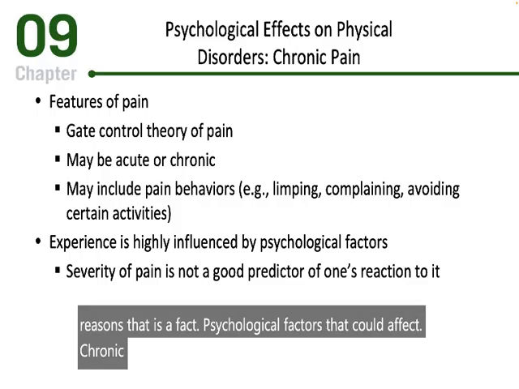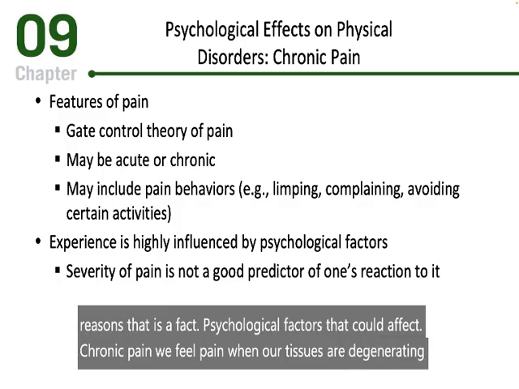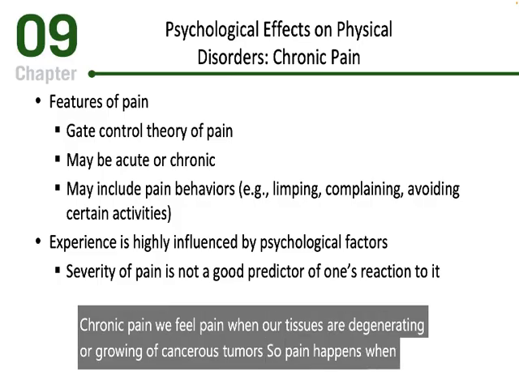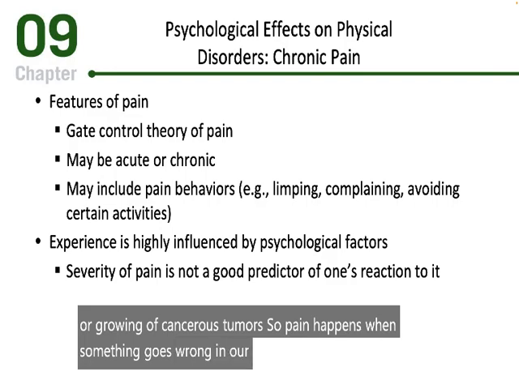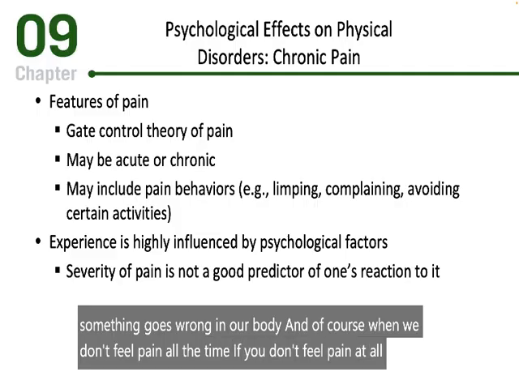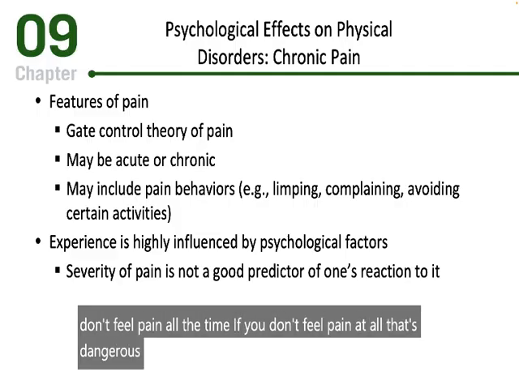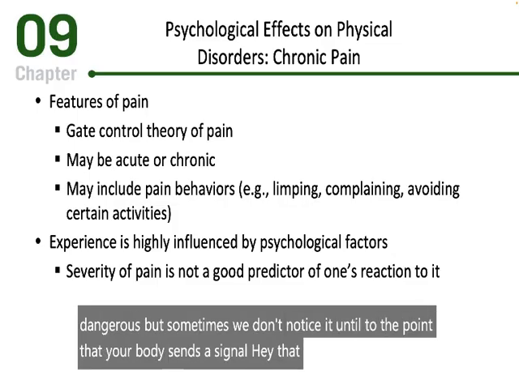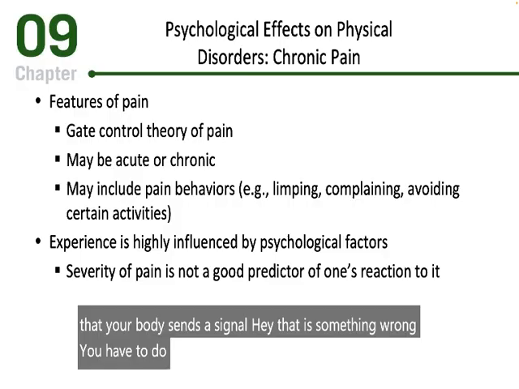We feel pain when our tissues are degenerating or when cancerous tumors are growing. So pain happens when something goes wrong in our body. And of course, if we don't feel pain at all, that's dangerous. Sometimes we don't notice a problem until your body sends a signal, hey, there is something wrong, you have to do something.